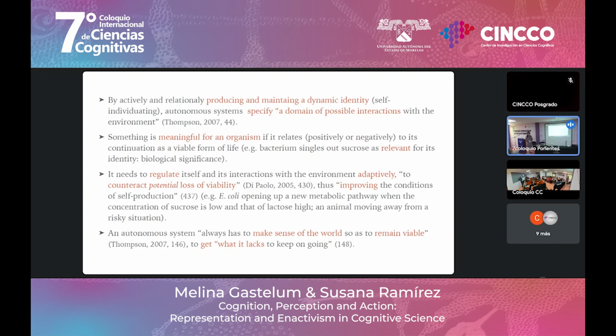For example, E. coli opening up a new metabolic pathway when the concentration of sucrose is low and the concentration of lactose is high. Or an animal moving away from a risky situation. In that regard, an autonomous system always has to make sense of the world so as to remain viable. And this viability is not only biological, it is also sensorimotor, right? And it is also social, depending on the organism in question. And also to get what it lacks to keep on going. We always need something from the environment to keep on going. Even the cell; we ourselves need social interaction, we need food.